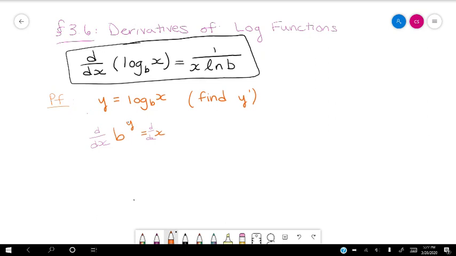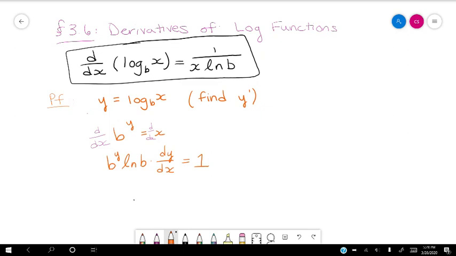So we know how to take the derivative of an exponential. It's going to be b to the y times the natural log of the base. Okay, so that's the derivative of the outside function, the exponential function. And now we're going to take the derivative of the inside function. That's our chain rule. So again, using the chain rule, we're going to take the derivative of y. But remember, we're taking the derivative with respect to x. So we're going to write that as dy/dx, or y prime, right? Then on the other side, we're taking the derivative of x with respect to x. So that's just going to be 1.